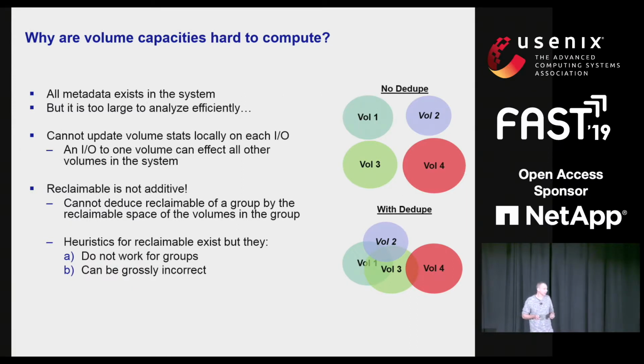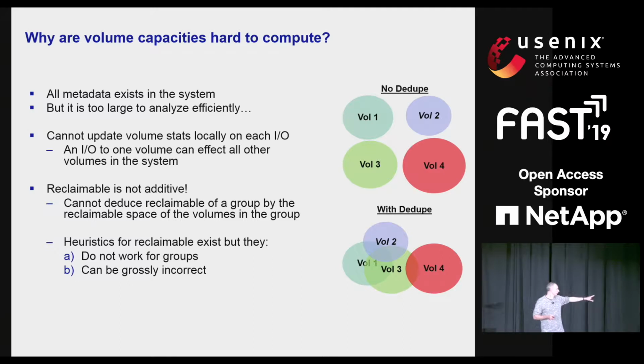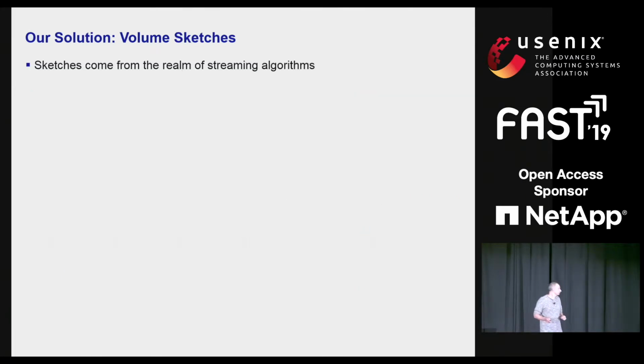Now I'll mention since reclaimable is so important, there are some heuristics to dealing with this. There are solutions, but they suffer from 2 main problems. One, they don't work for groups. And the other is they can be grossly inaccurate. And grossly inaccurate meaning all the way inaccurate. It says you're freeing 0 and you're freeing 10 terabytes or whatever. That's grossly inaccurate. So we want something that actually works and actually gives guarantees.